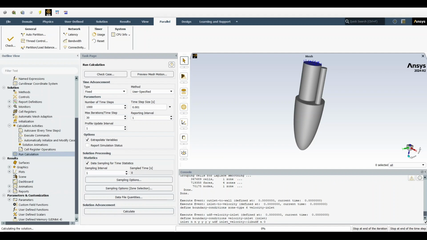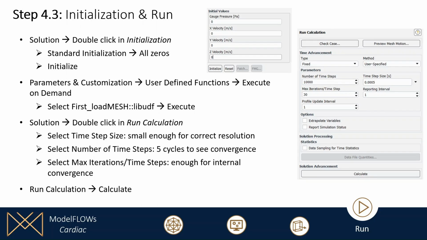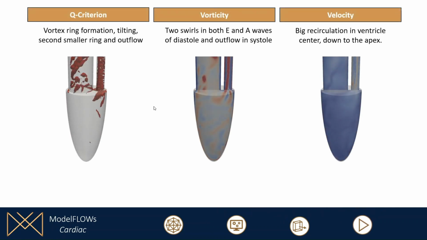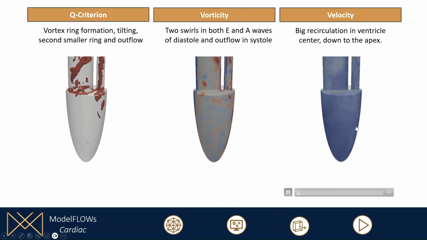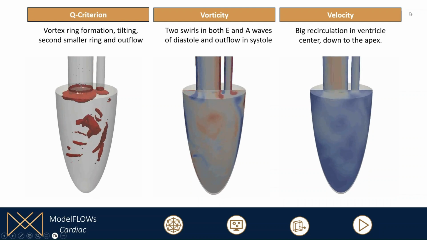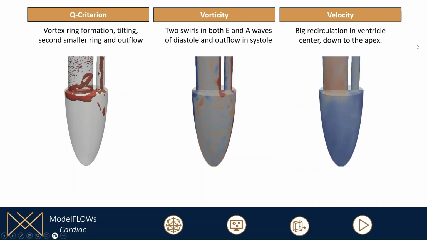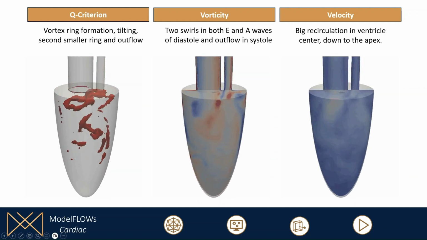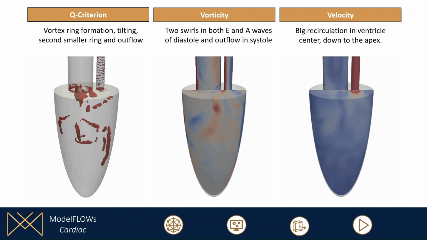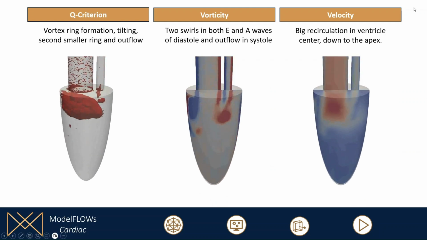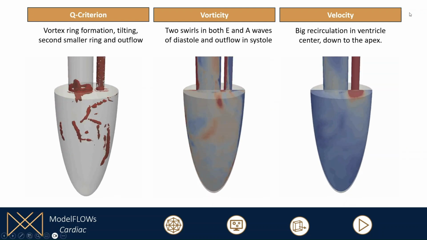Well, from here we'll be able to run our simulations and get these different videos of the velocity, the criteria, the vorticity, and with this we have finished the setup of the simulation, and we are able to catch the different features that are in our left ventricle during a cycle. So well, this was all.